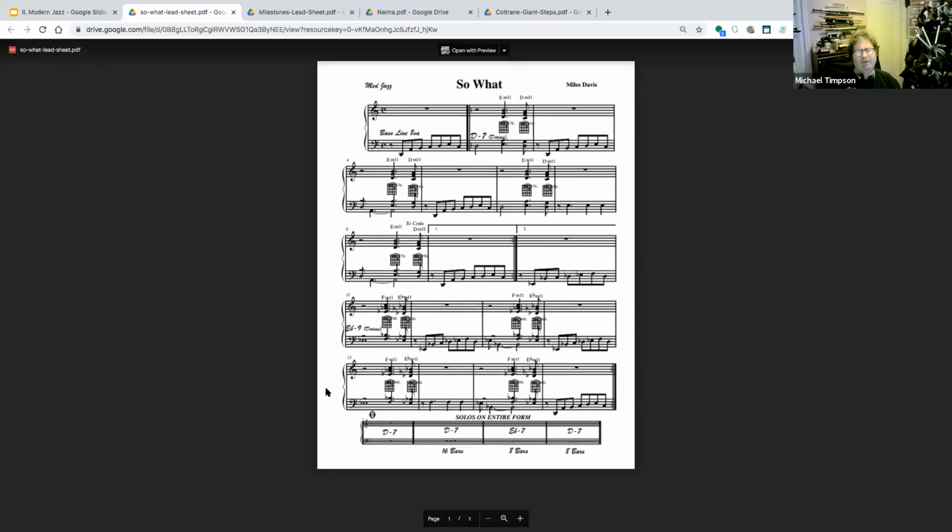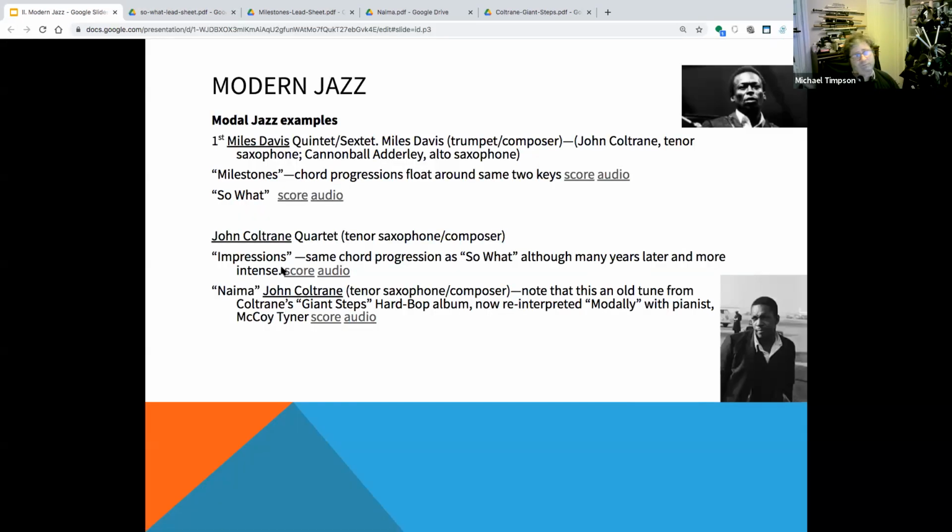And it allows the improviser to find new melodic ways, and for the pianist to communicate with whatever the soloist is playing. They can react to where they're taking it. Drummer and bass player too. So let's talk about, hey, John Coltrane again. We went from Miles Davis to John Coltrane last time. Well, John Coltrane continued his career after he left Miles Davis's group, and he kept evolving and evolving. And this is a work called Impressions, which is the same chord progression as So What, although many years later and much more intense. So here's the score for it.